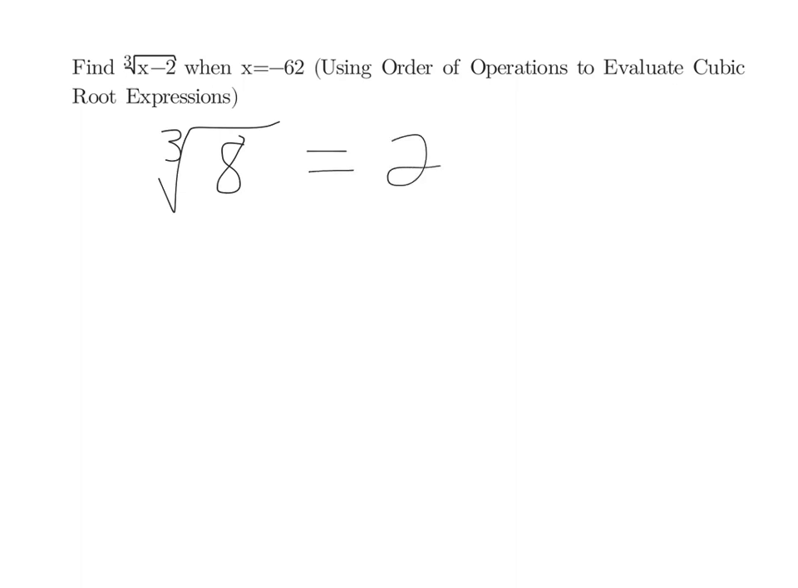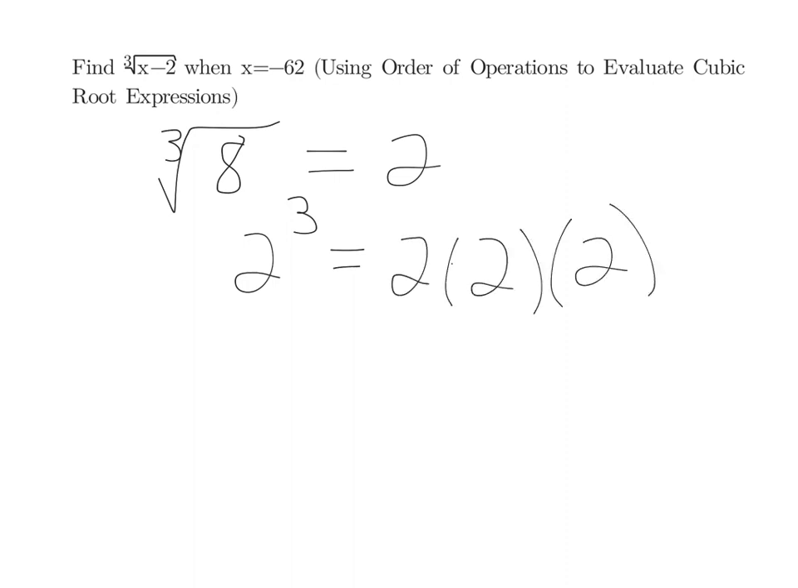Let's see why. Well, 2 to the third, that means 3 factors of 2, right? So it's 2 times 2 times 2. We'll do the first 2 here. 2 times 2 is 4. I still have the last factor, and 4 times 2 is 8.